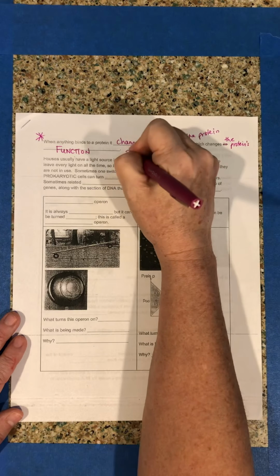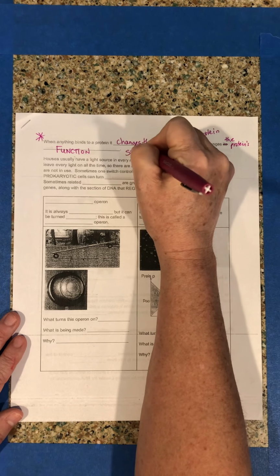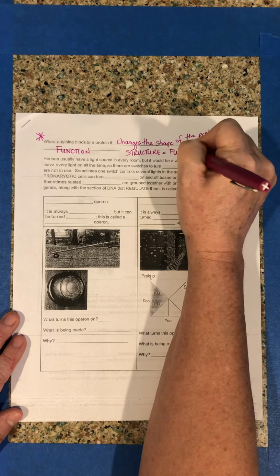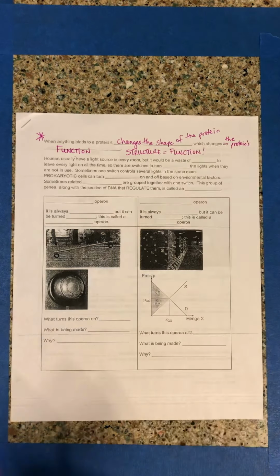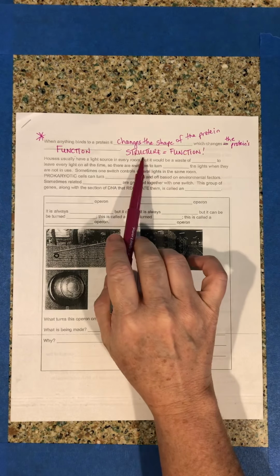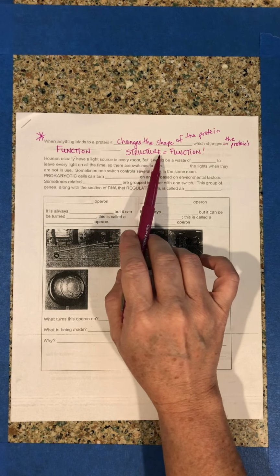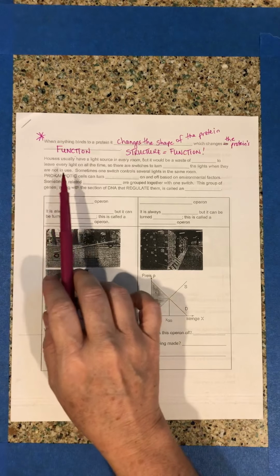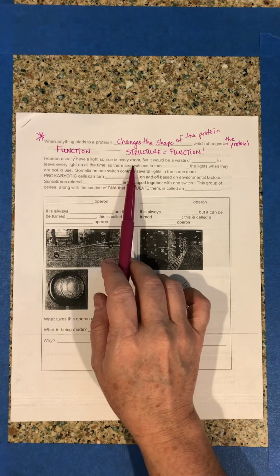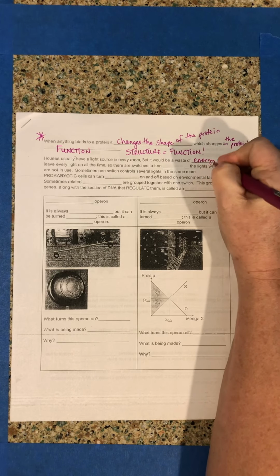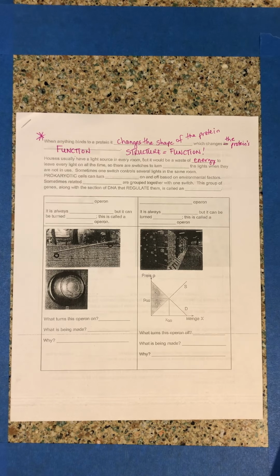Okay, and so right here, structure equals function. Okay, I can't overemphasize how important it is that you remember that the way something is shaped or looks is completely related to its function and what it's supposed to do. All right, so the next sentence says, houses usually have a light source in every room, but it would be a waste of energy to leave every light on all the time.